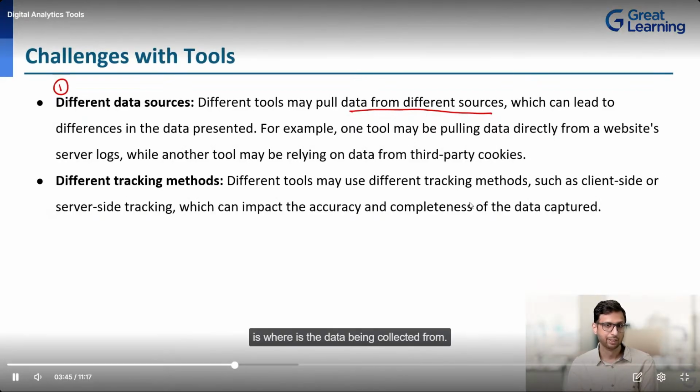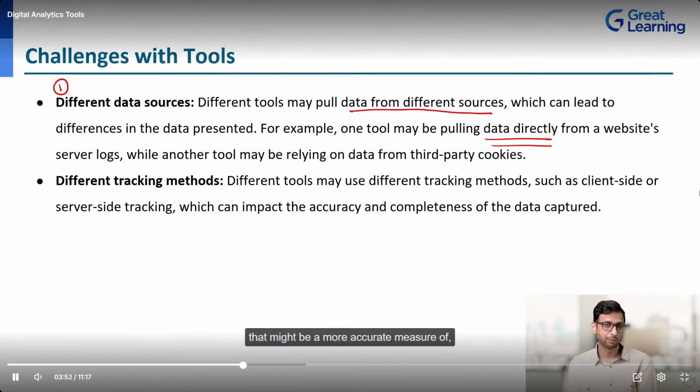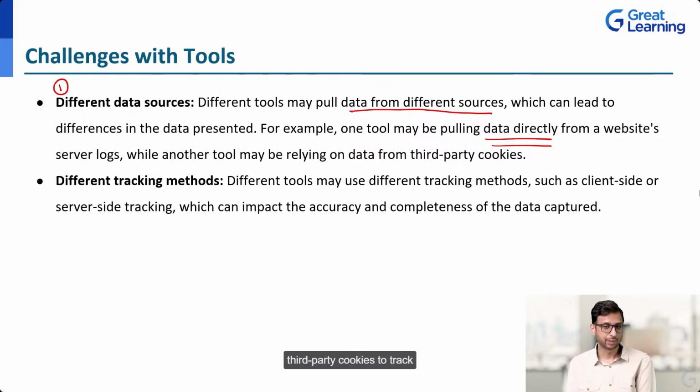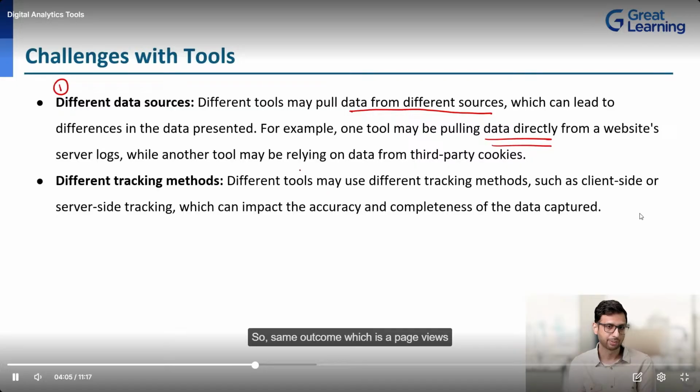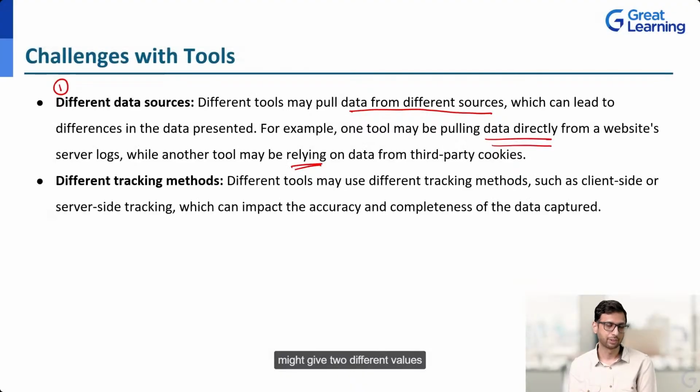One specific source, as mentioned on the slide, is where the data is being collected from. If you give access to your website server logs, that might be a more accurate measure of, for example, the number of page views on a certain page, while another tool might be using third-party cookies to track your page visitors, which might be less reliable. So the same outcome, which is page views, when measured through two different methods, might give two different values, and this is a challenge with different data sources.